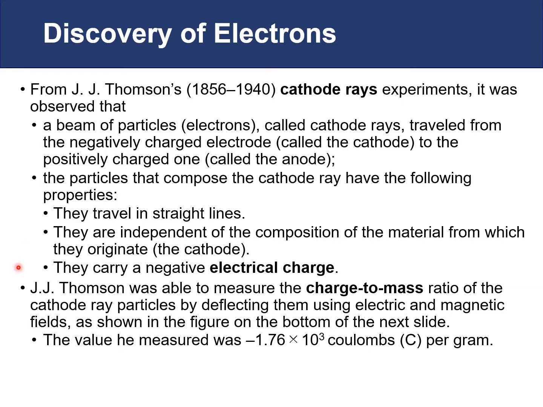The cathode ray beam was determined to have a negative electrical charge, as we will talk about in just a second. J.J. Thomson was able to measure the charge to mass ratio of the cathode ray particles by deflecting them using electric and magnetic fields, as we will see in the next slide. The value that he measured was negative 1.76 times 10 to the third coulombs per gram of the cathode rays.